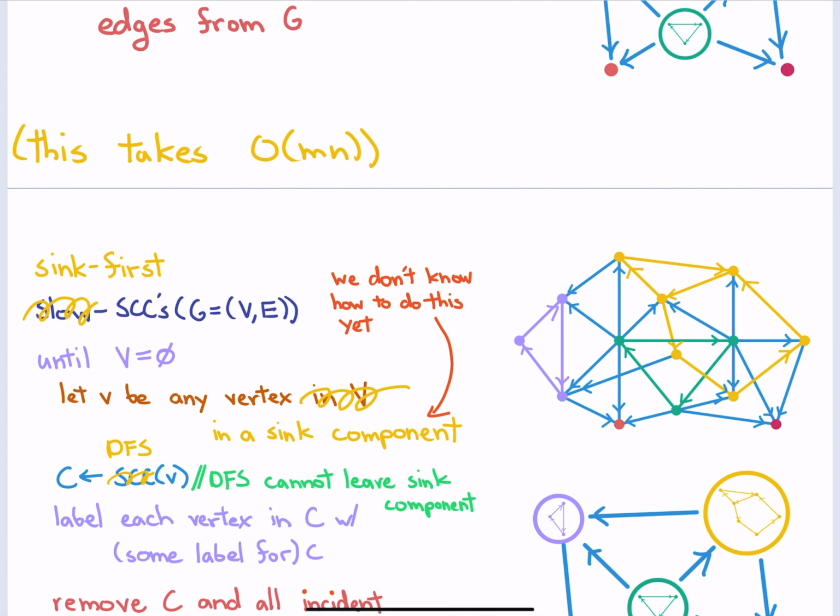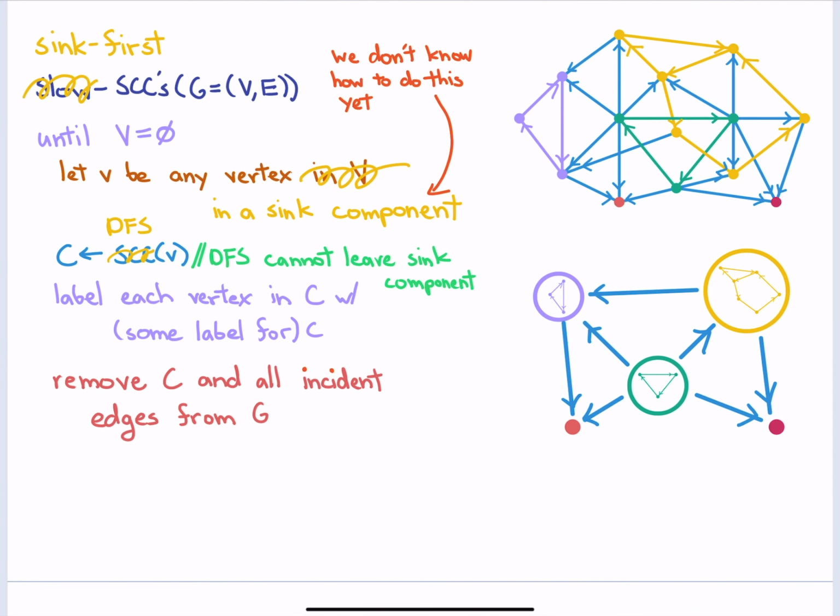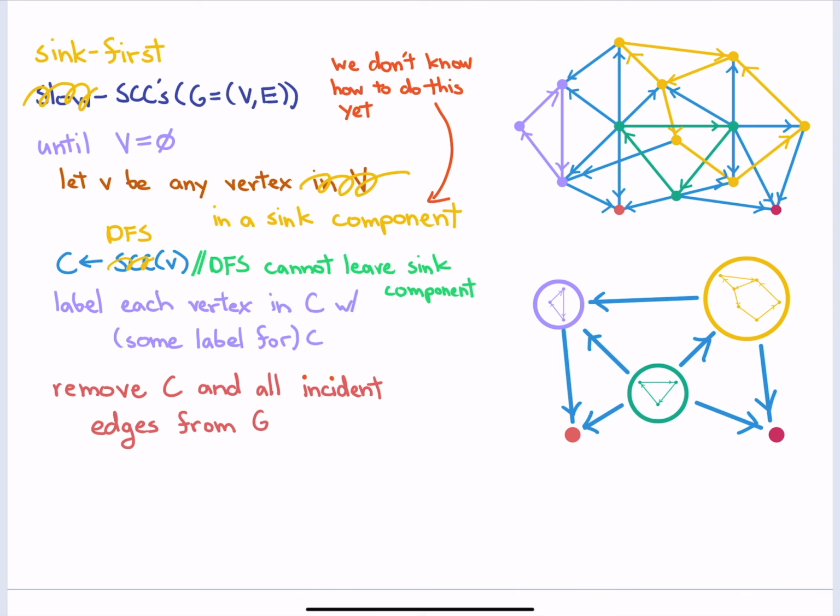So consider this hypothetical version of the graph algorithm, which doesn't totally make sense yet. I'm going to call it sink-first strongly connected component. And all I'm really changing is which vertex I'm going to choose when I'm calling SCC. Let me leave this here to keep it simple. Before, we were just choosing any vertex and then getting a strongly connected component.